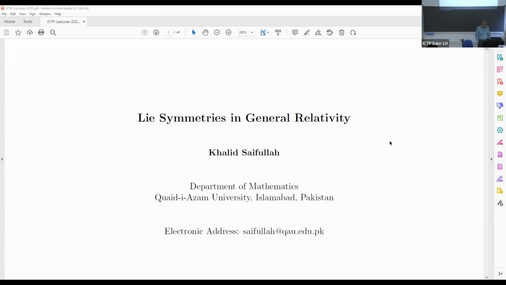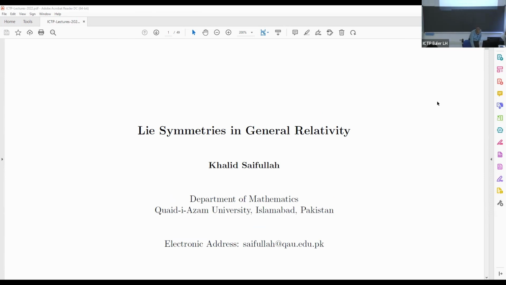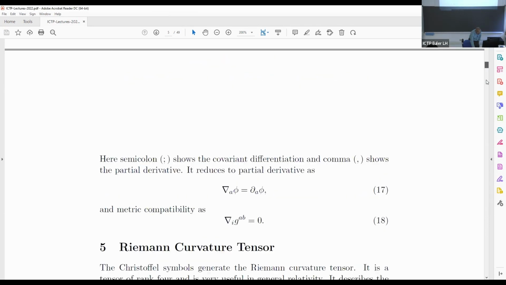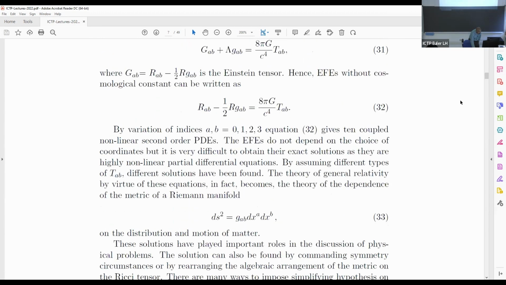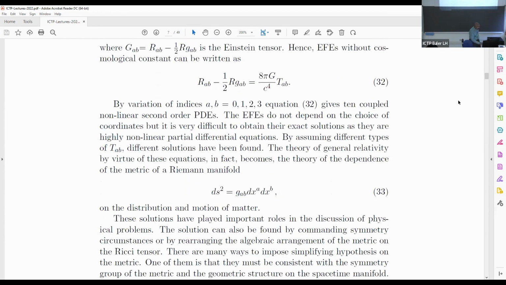The title of these lectures is Least Symmetries in General Relativity. And last time we stopped at the point where we're discussing the Einstein field equations. I'll write them on the board, and then maybe I'll repeat what I said last time, and then discuss some of their solutions.